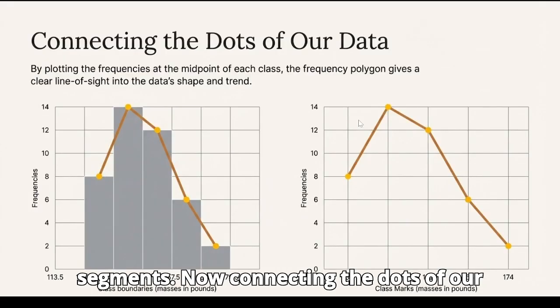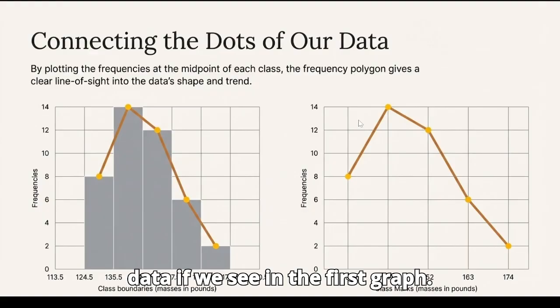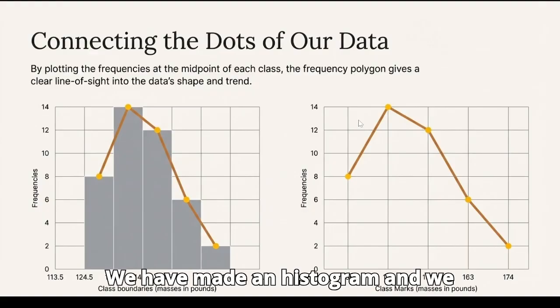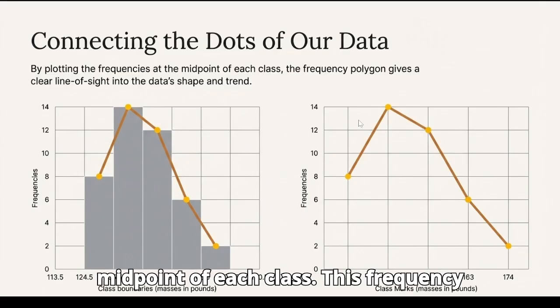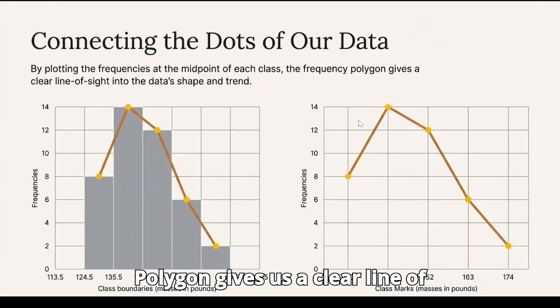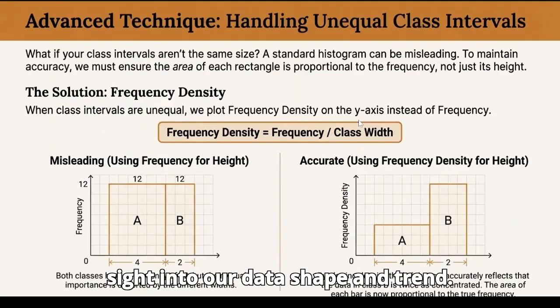Now, connecting the dots of our data, if you see in the first graph, we have made a histogram and we have plotted the frequencies at the midpoint of each class. This frequency polygon gives us a clear line of sight into our data's shape and trend.